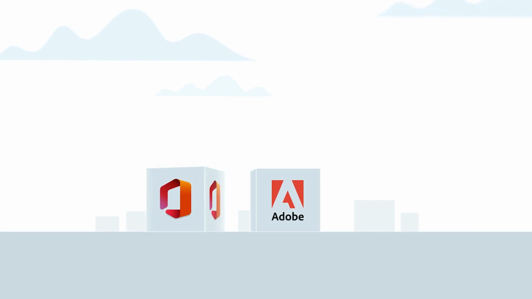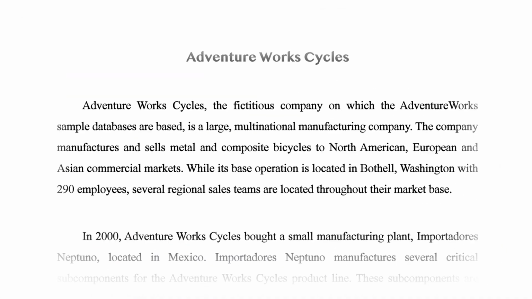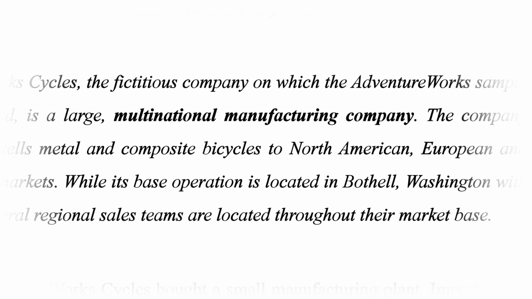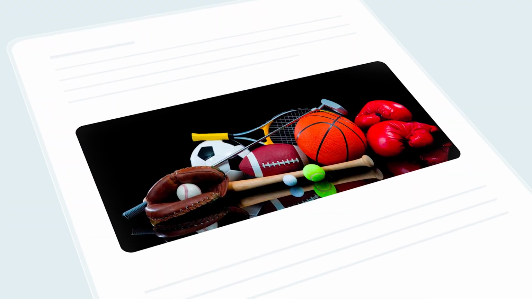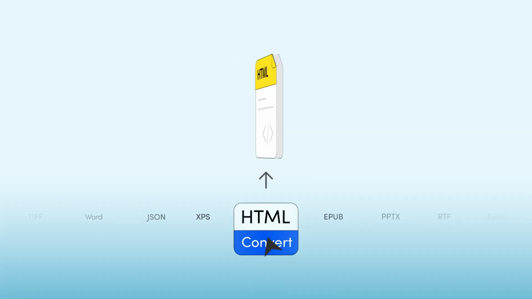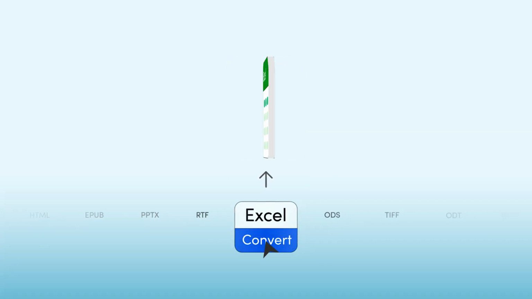And the best part, you don't need any Microsoft Office or Adobe dependencies anymore. Our word processing APIs support all the editing and formatting features of Microsoft Word, making it easy to format your document, add images, tables, charts, and more. Plus, our robust conversion APIs allow you to convert documents from one format to another with ease.